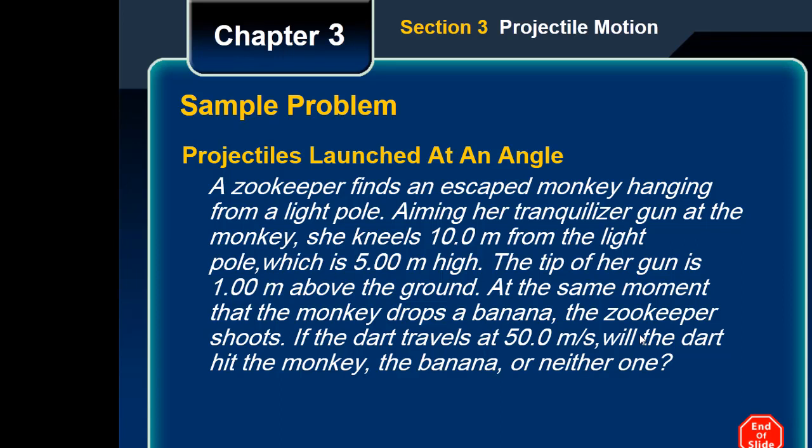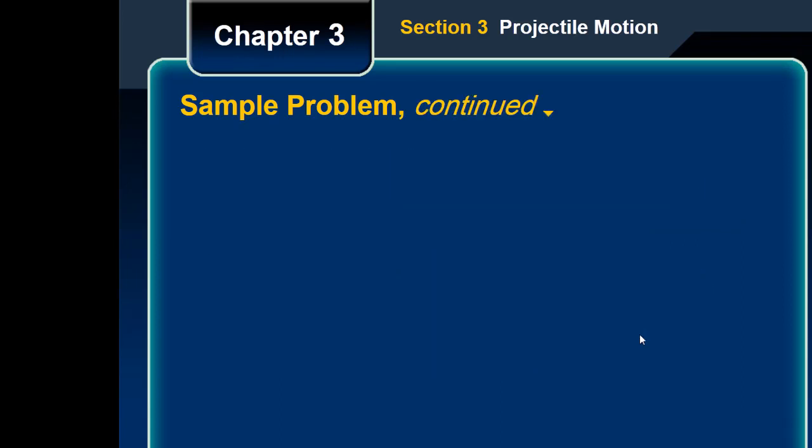At the same moment that the monkey drops a banana, the zookeeper shoots. If the dart, which is the shot of the gun, travels at 50 meters per second, will the dart hit the monkey, the banana, or neither? That looks like a very interesting and very challenging problem, but to solve the problem, it should be easy.